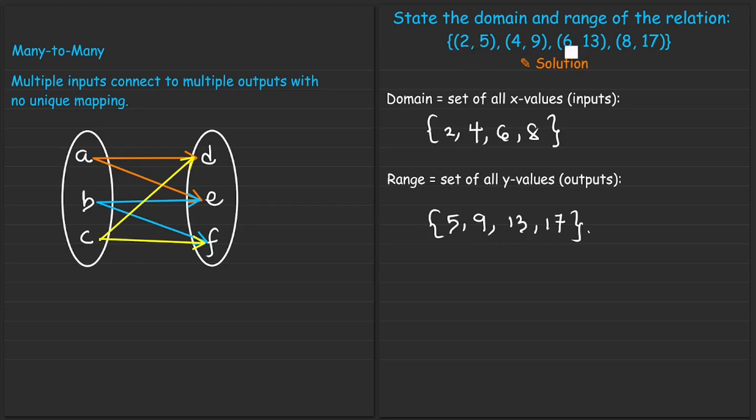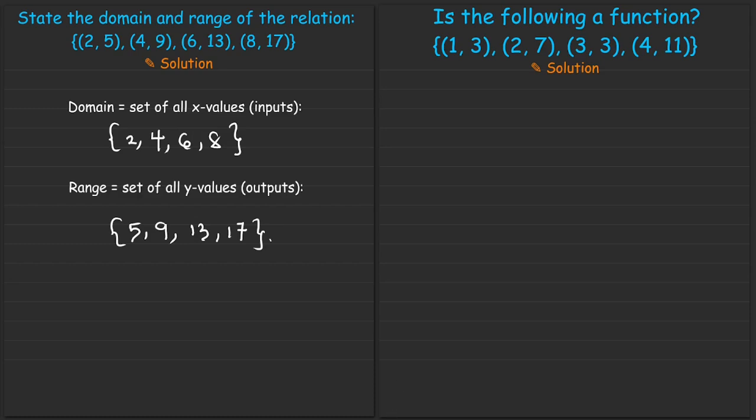Very simple, right? Okay, so let's build on this idea. Our second question here says, is the following a function? We said a function is that which has what? A 1-to-1 or a many to 1. So we want to check if any of the x values appear more than once with different y values.